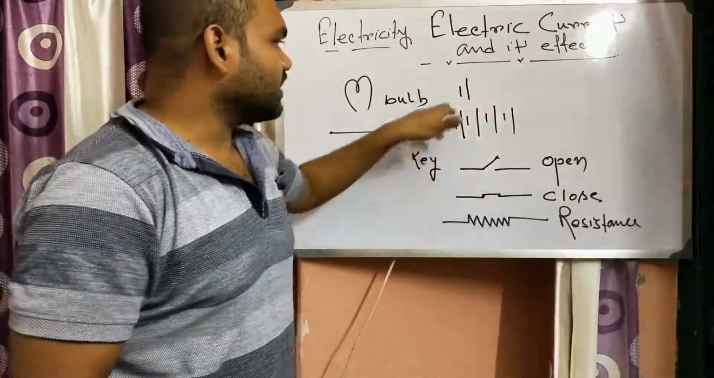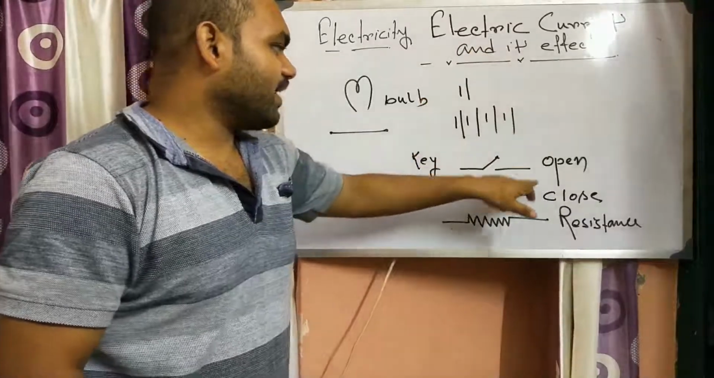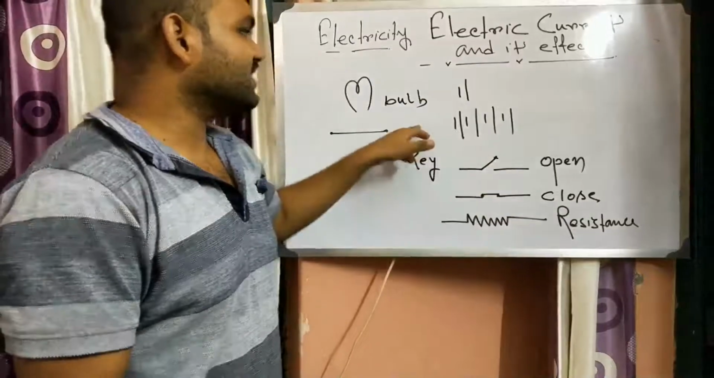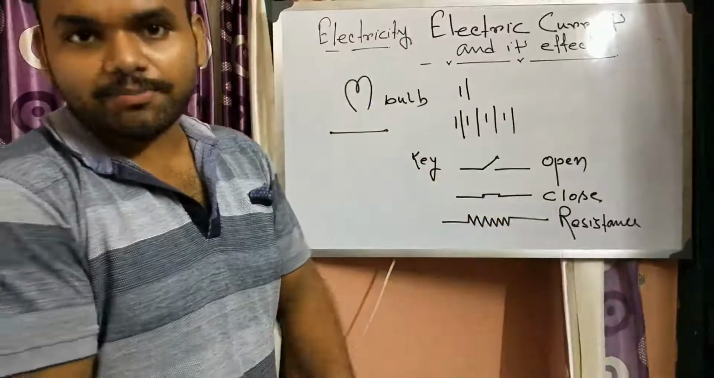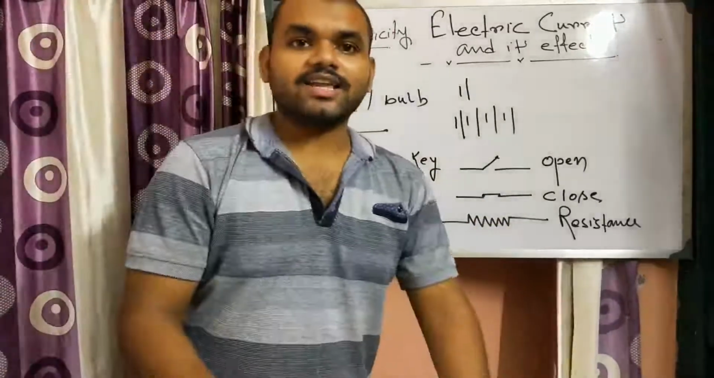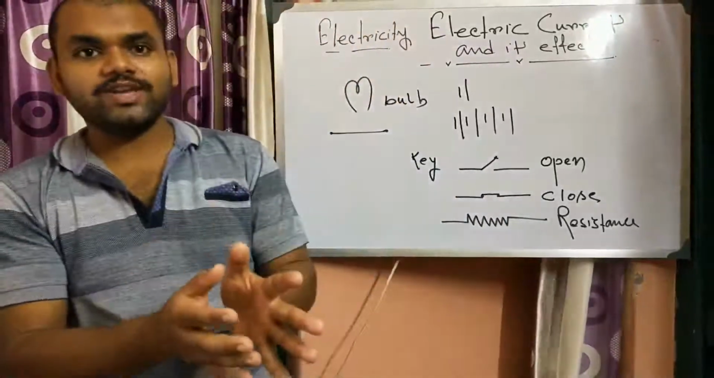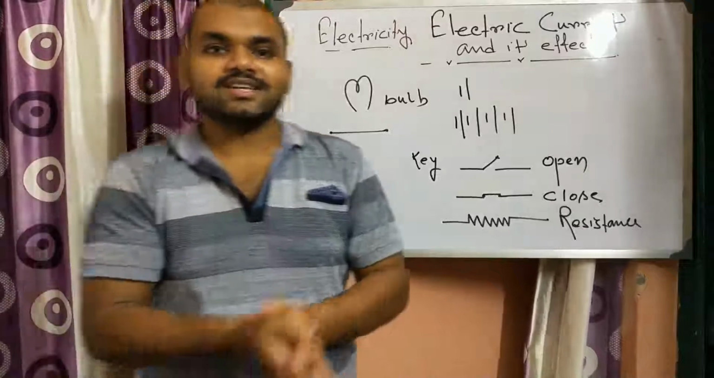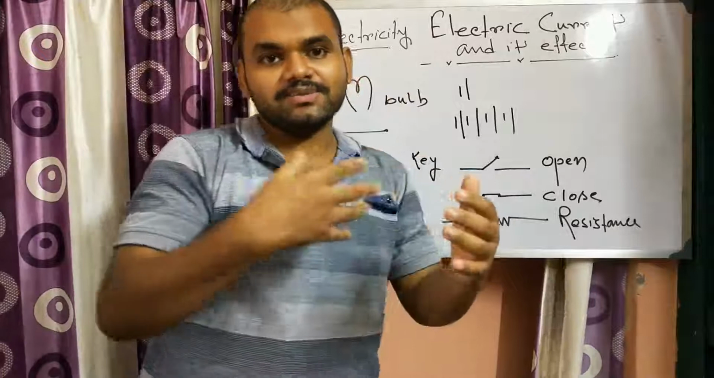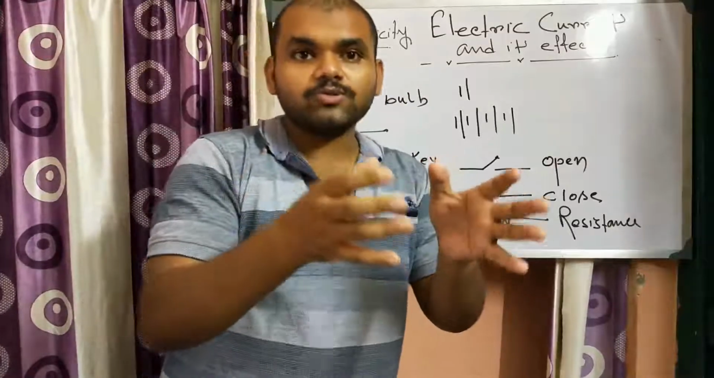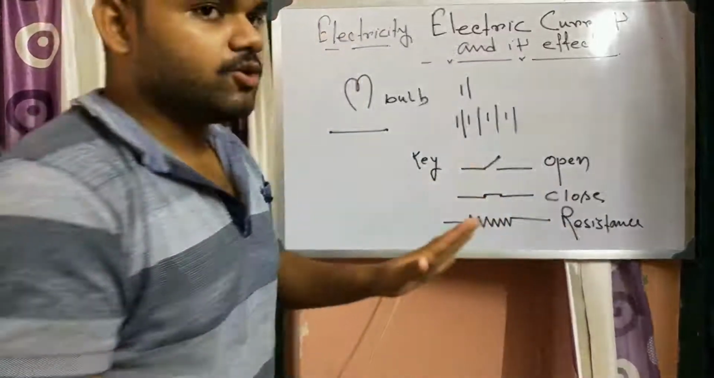Now these are the symbols of different circuit components. This is the cell, this is the battery, this is the key, this is the key when open, this is the key when closed, this is resistance, and this is the bulb. So what is a circuit? A circuit is a path in which electricity can flow, known as an electric circuit. The representation of an electric circuit is a simple way to show how the circuit components are connected with each other. So let us draw a particular circuit with a few components.